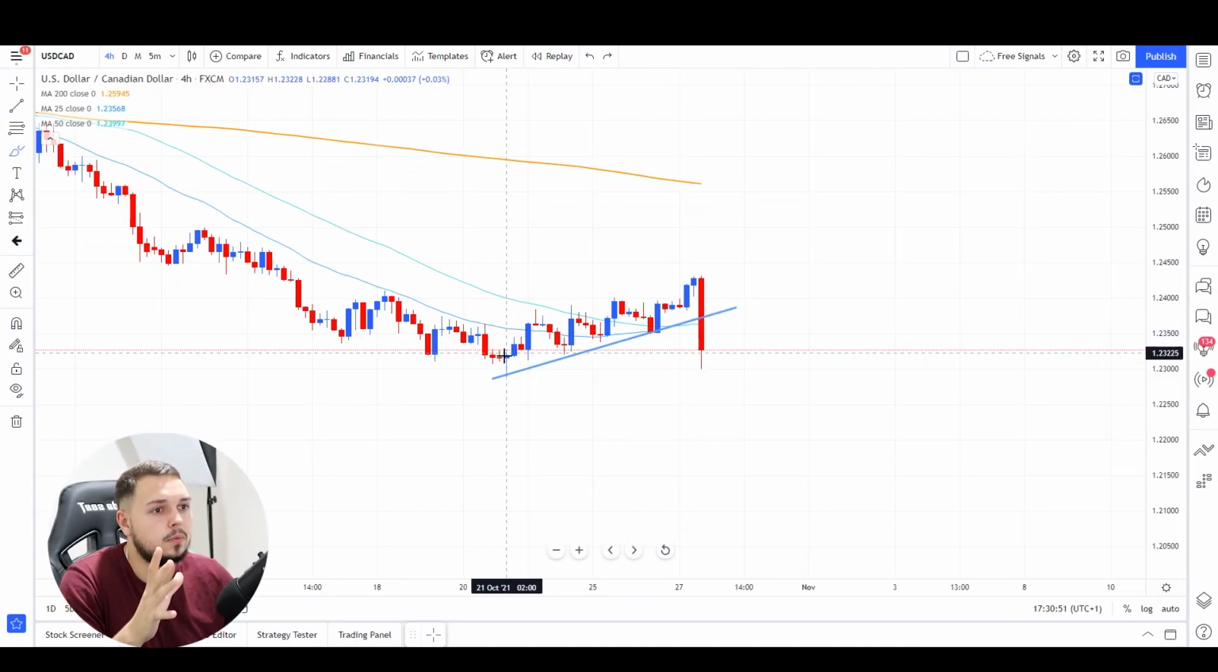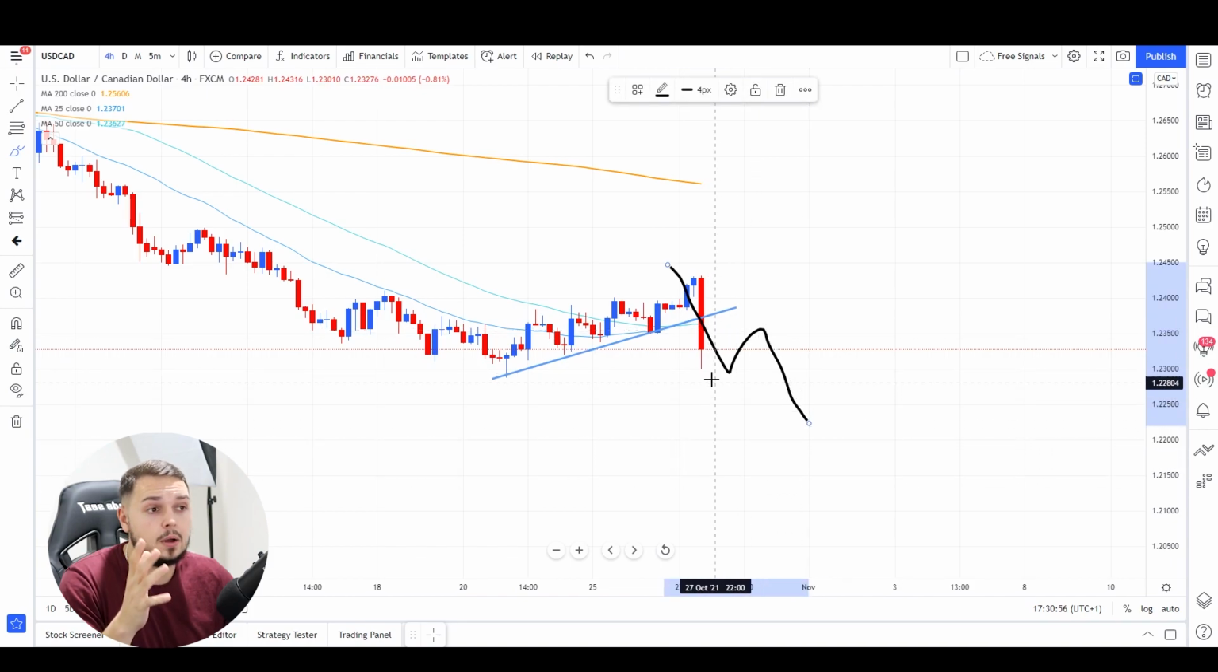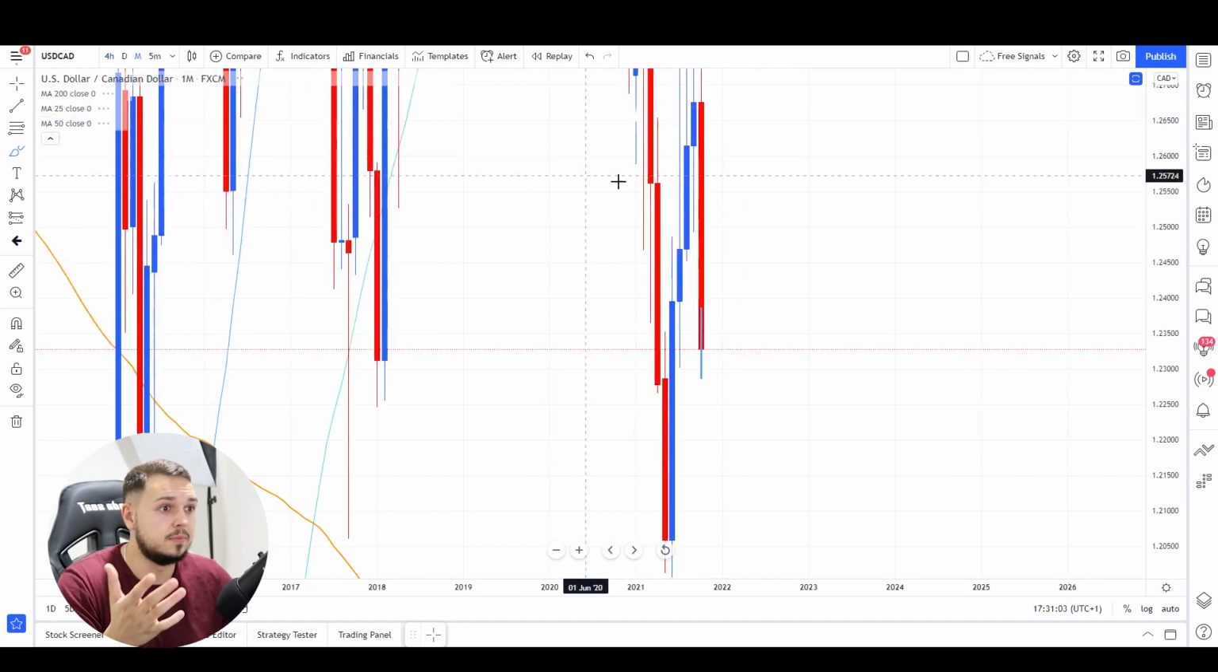Now, looking at this 4-hourly structure, we can see that more than likely it's going to continue to go down with a push exhaustion push scenario. So what we're going to do now is just check everything on different time frames, see what's going on.